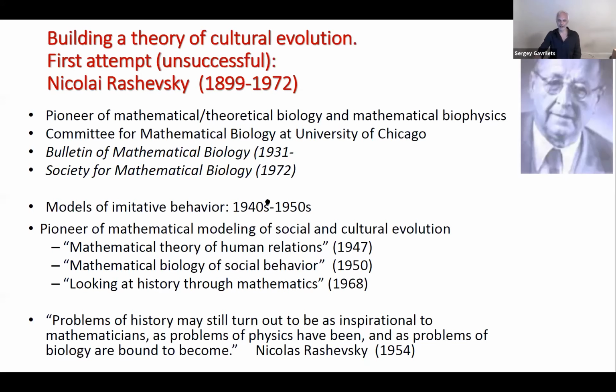And I particularly like his quote here at the bottom, from 1954. It says, "Problems of history may still turn out to be as inspirational for mathematicians as problems of physics have been, and as problems of biology are bound to become." And he was right. In about 10 years, mathematical biology started to become a very mature science. But as far as cultural evolution, things didn't work well. He was pretty much forgotten.